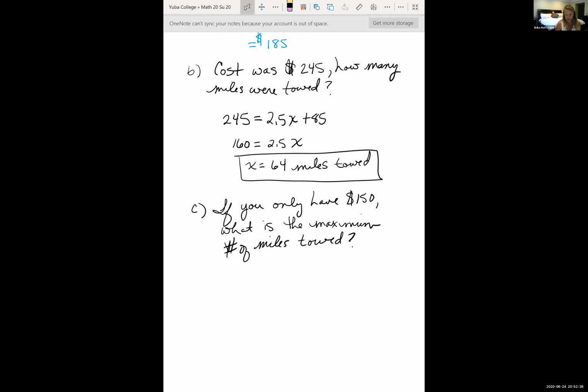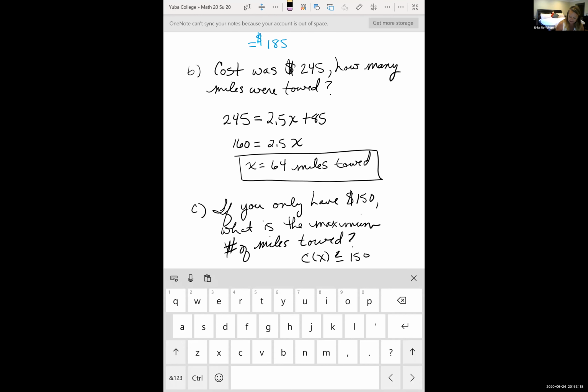So we know, or we should know that we want 2.5X, the cost of the towing, plus 85. We know that the cost, C of X, has to be less than or equal to 150. So if we subtract 85 from 150, we get 65. So we have 2.5X is less than or equal to 65.